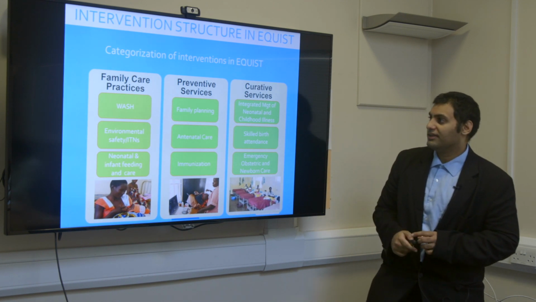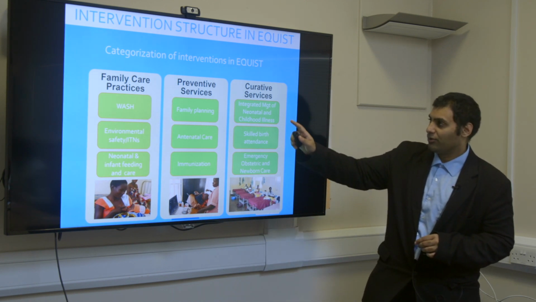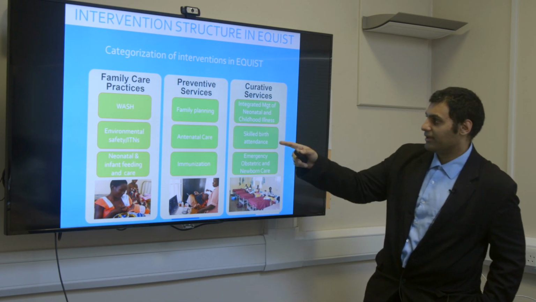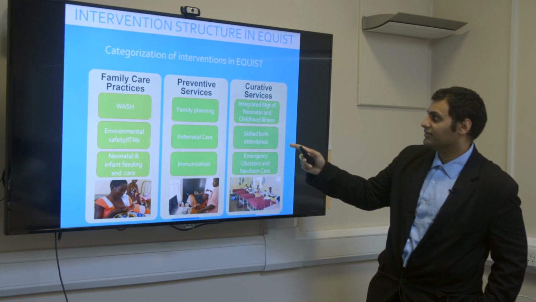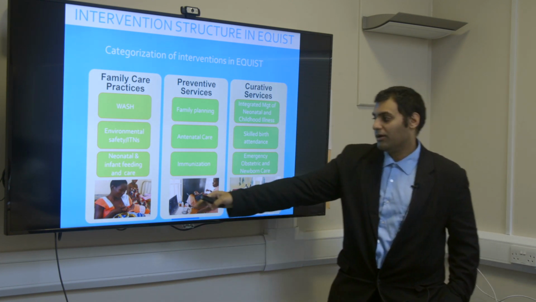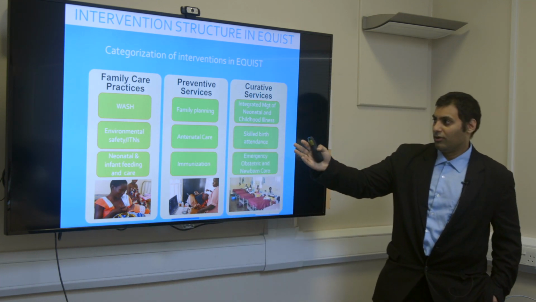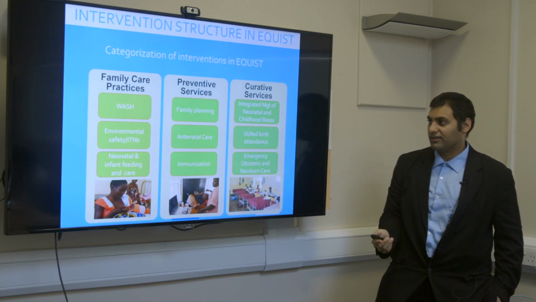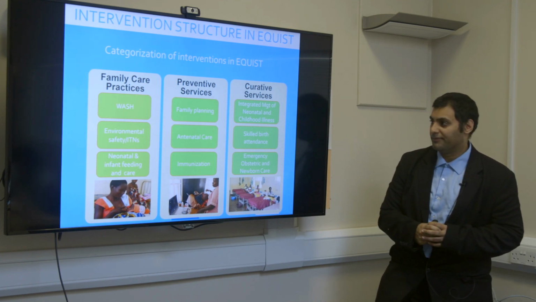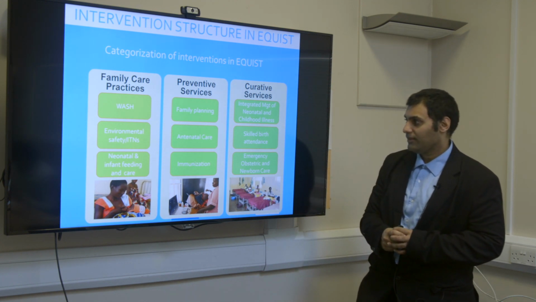And in terms of the interventions now to implement to address these causes of mortality, how they're organized on EQUIST are by 3 service delivery modes: by family care practices, preventive services, and curative services. So family care practices look at what's usually done in the household by the mothers. So it's looking at also WASH interventions, water and sanitation, hygiene, hand washing with soap before preparation of meals, and access to clean and safe water.